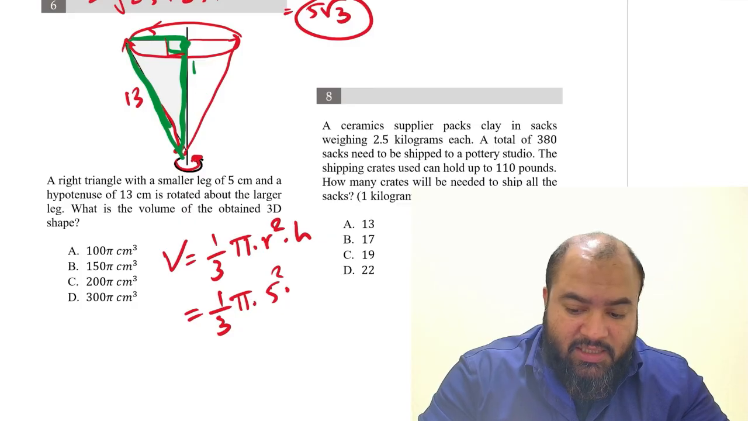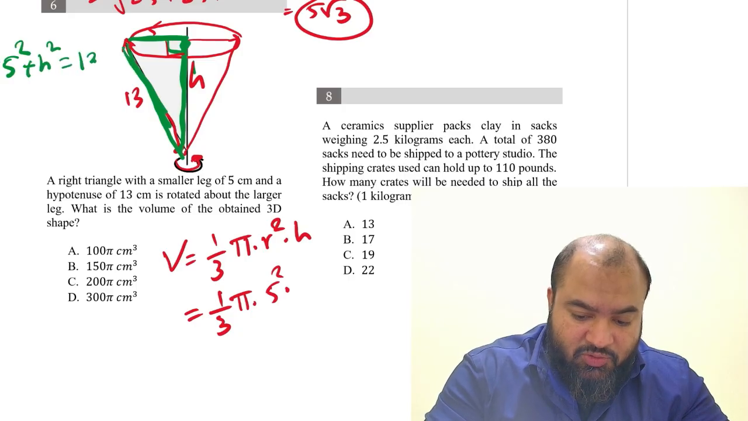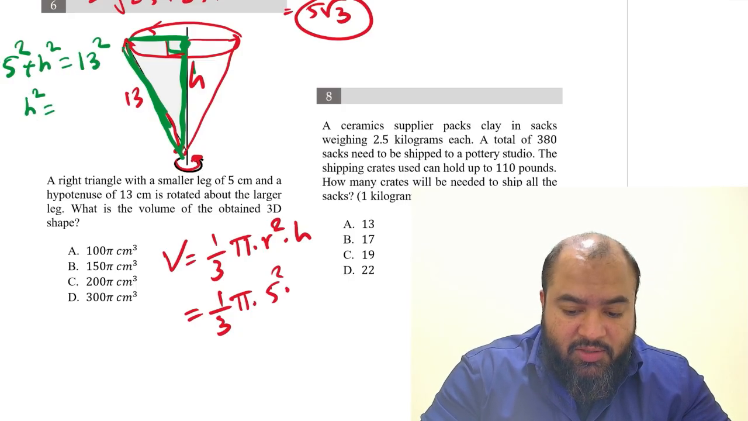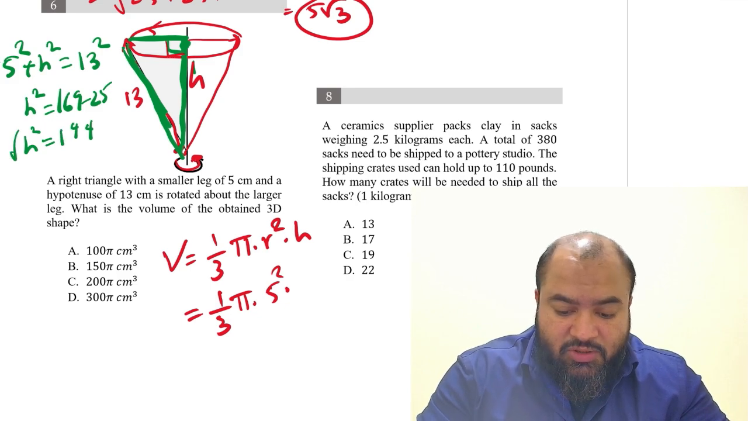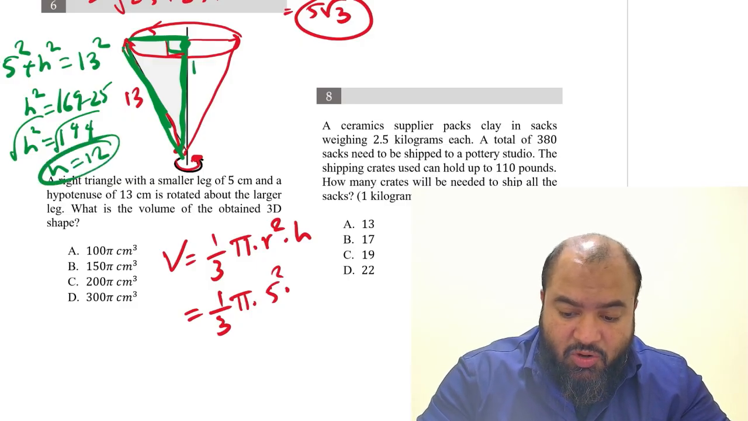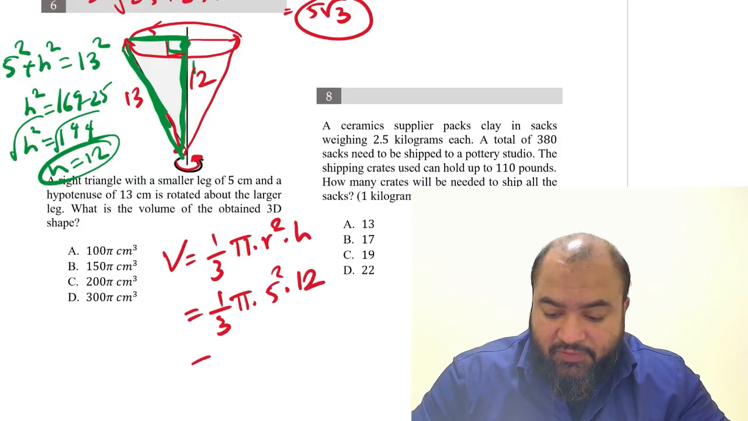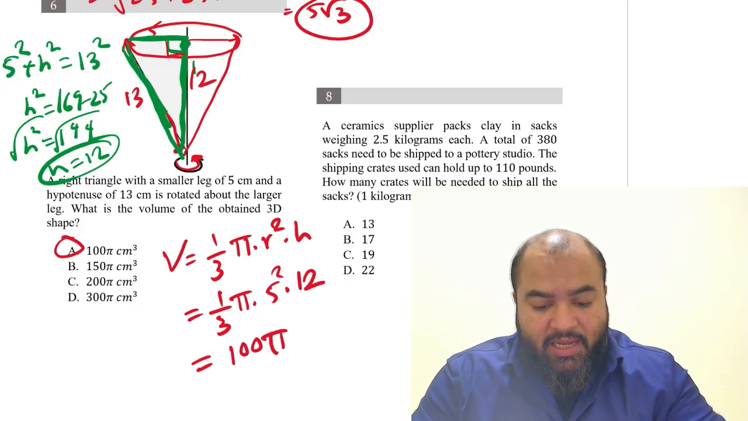Let's call this height h. So we can do 5 squared plus h squared equal to 13 squared, the hypotenuse. So h squared equal to 169 minus 25. So h squared equal to 144. If you square root, h equal to 12. So that's the height of this cone. That's what we're going to use. If you calculate it, 1/3 of 12 is 4. 4 times 25 is 100 pi. So the answer should be A.